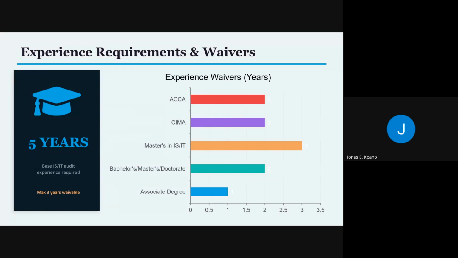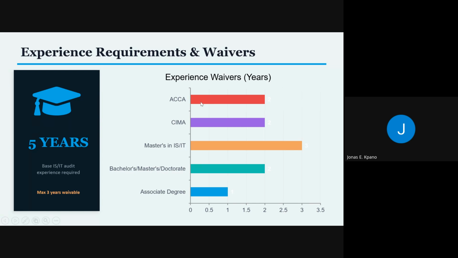So 5 years experience. What's this full 5 years experience about? Before you get the title as a CISA, you need to have 5 years experience in information systems or IT audits. Yes, 5 years experience. So one may ask, what if I don't have that 5 years experience? ISACA has waivers that you can use to waive those 5 years experience. So what waivers are those?